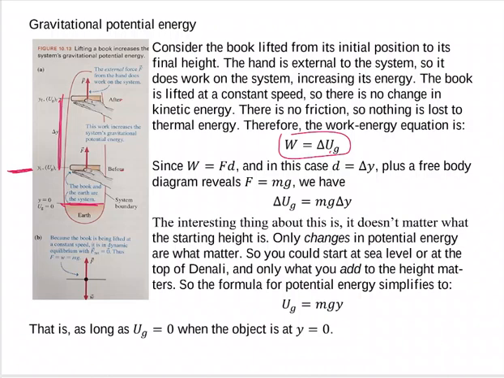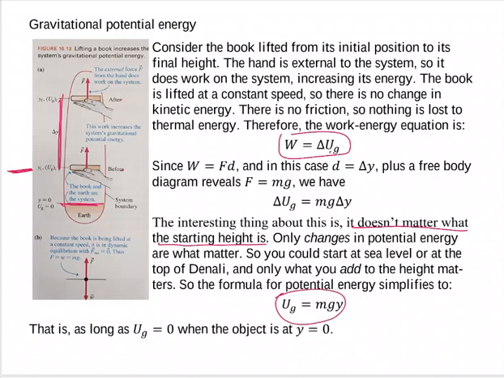So the interesting thing is that it doesn't matter what the starting height is. This point right here is really critical. Only changes in potential energy are what matter. No matter where you started, where you finish relative to where you started is what matters. So you could start at sea level or the top of Denali, and only what you add to the height matters. So the formula for potential energy simplifies to this formula right here.